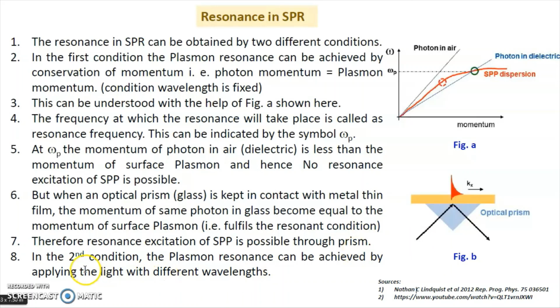So this is the second condition, where we are changing the frequency of the light. We are changing the wavelength of light, meaning we are changing the frequency of light, and at a particular frequency it will match with the frequency of the plasmon, and you will get the resonance. So this is the way we are able to get this resonance in surface plasmons.